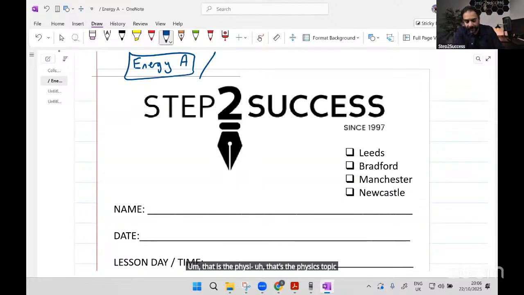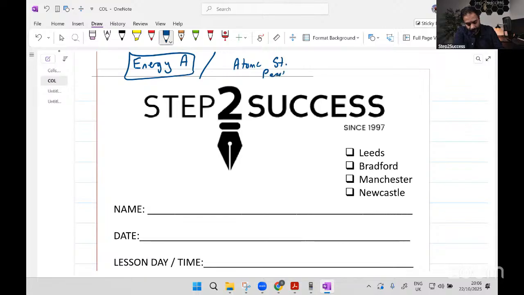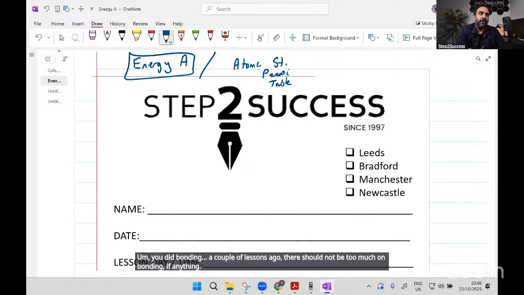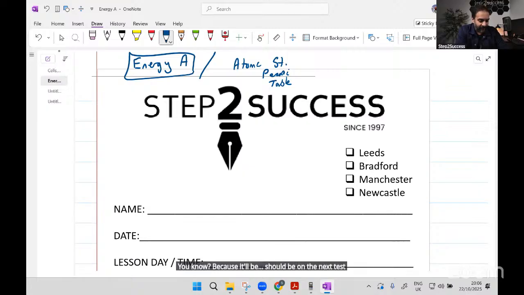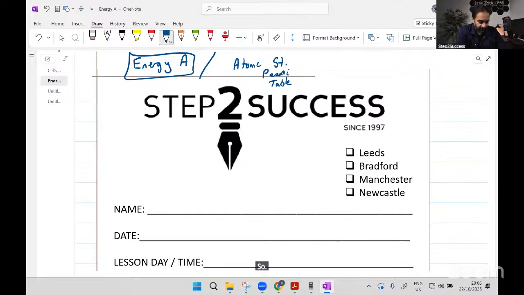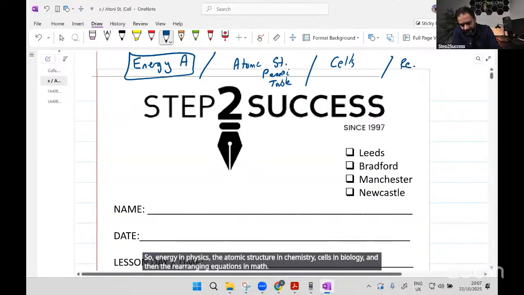The chemistry topic for year 10 will be atomic structure and periodic table. You did bonding a couple of lessons ago. There should not be too much on bonding, if anything, because it should be on the next test you do. This is mainly the stuff that you've done in the first 4 weeks here. So energy, in physics, atomic structure in chemistry, cells in biology, and then the rearranging equations in maths.